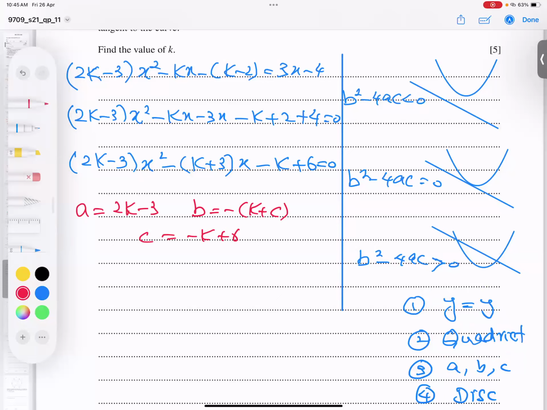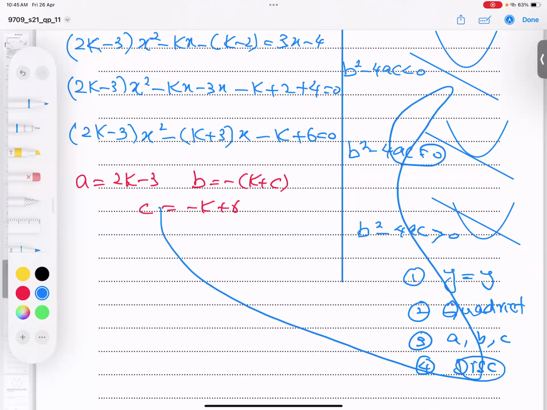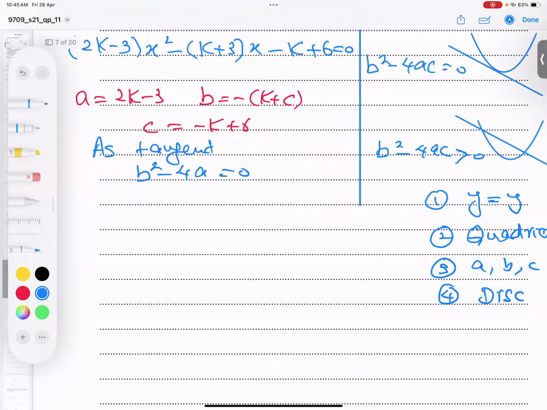Okay. Now, as you know, students, according to the condition the discriminant is equal to 0. So as it is a tangent, b squared minus 4ac equals 0. And b is what, students? Negative (k plus 3) whole square. Actually, the whole square like this. And for ac, a is 2k minus 3, and c is negative k plus 6, equal to 0. Okay, this is clear.